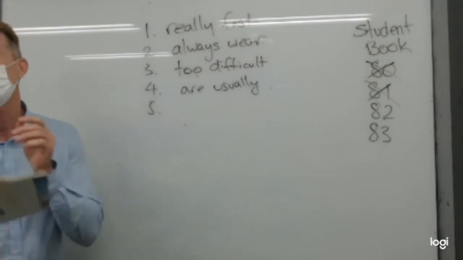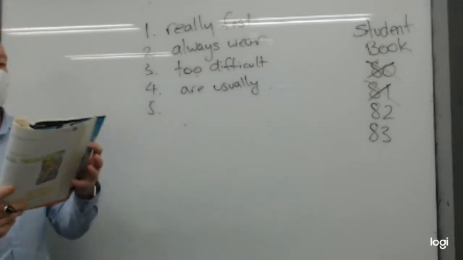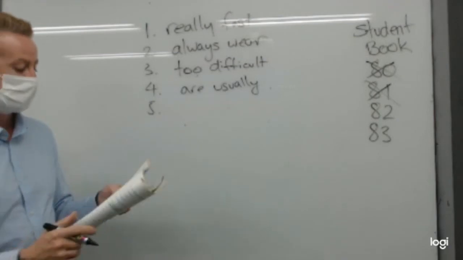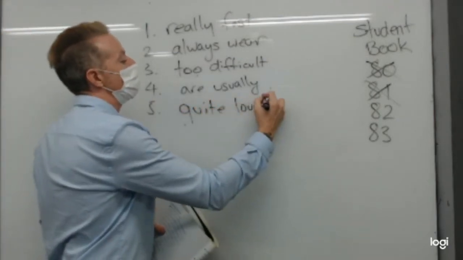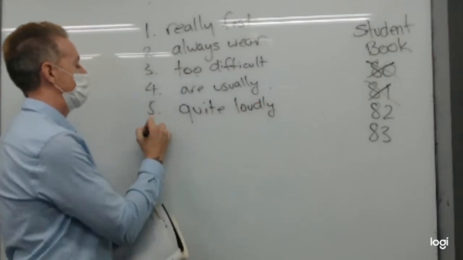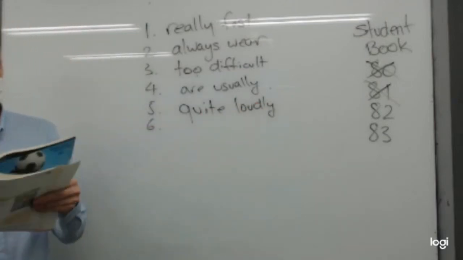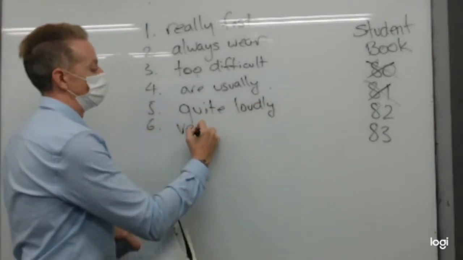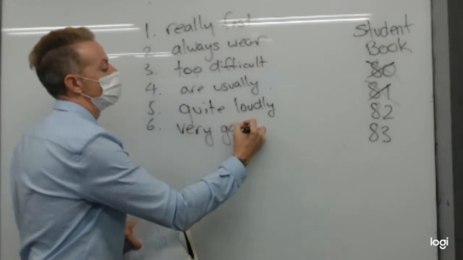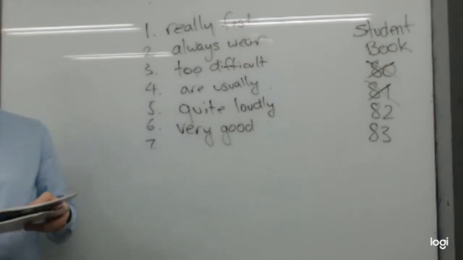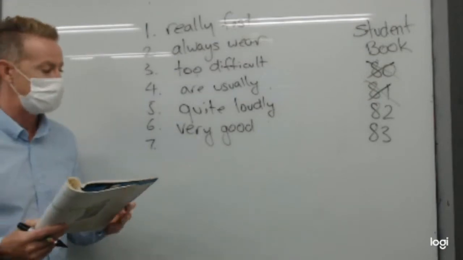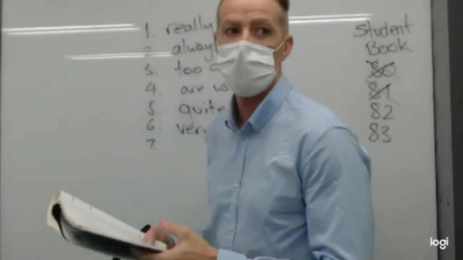Ellie, five. They were speaking quite loudly on the mic. Nice, quite loudly. West, six. Everyone had a very good summer vacation. Good. Everyone had a very good summer vacation. Number seven, Sam.